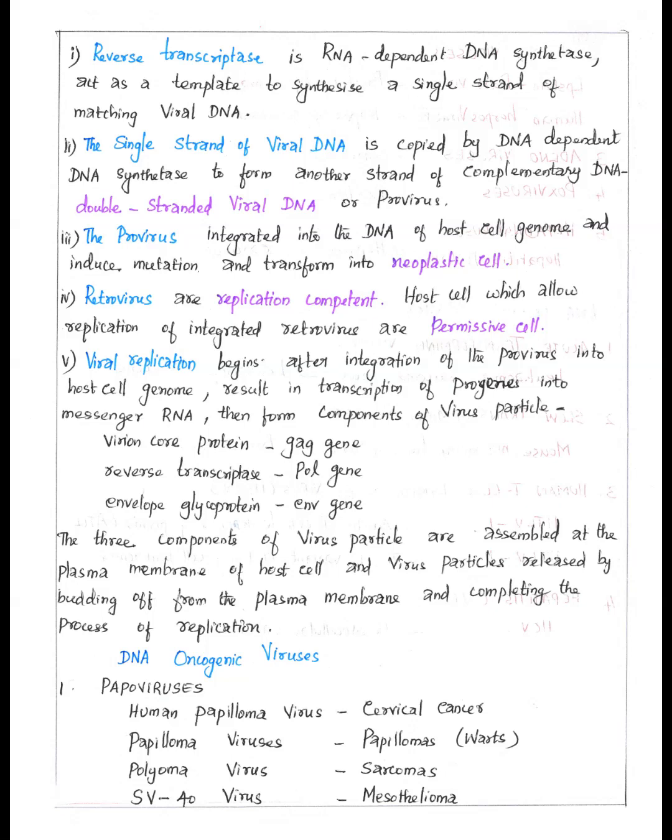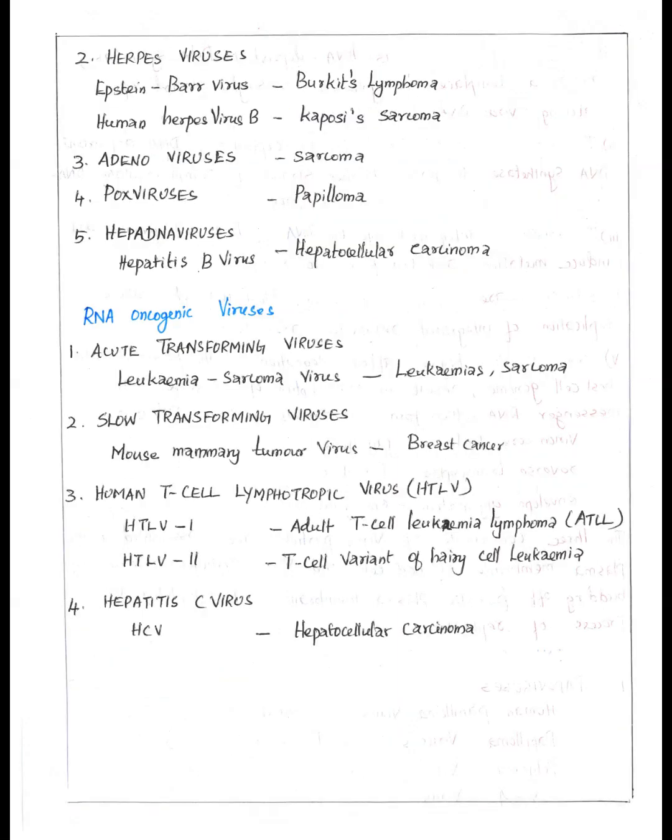Examples of DNA oncogenic viruses. Some papovaviruses are human papillomavirus, which is associated with cervical cancer. Polyomavirus is associated with sarcoma in mice. Some herpes viruses, like Epstein-Barr virus, are associated with Burkitt's lymphoma. Human herpes virus 8 is associated with Kaposi's sarcoma. Adenoviruses are associated with sarcoma in hamsters. Poxviruses in humans are associated with papilloma. Hepatitis B virus is associated with hepatocellular carcinoma.